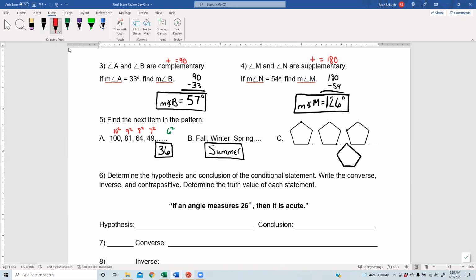To get to the one we need, it's right here. I go over 2. 1, 2. It's going to end right here. We're skipping 2 each time. We're skipping 1 each time, I should say.